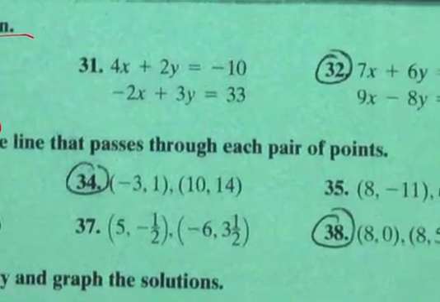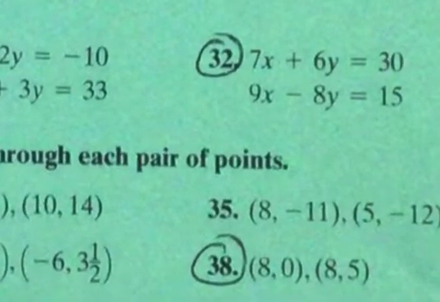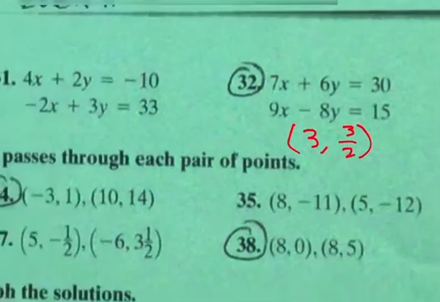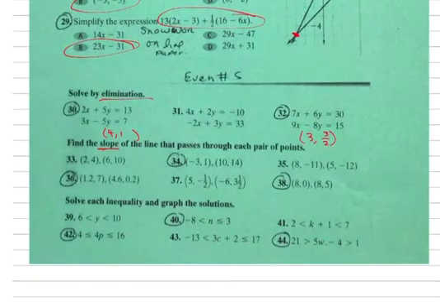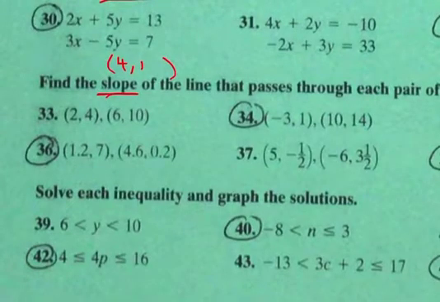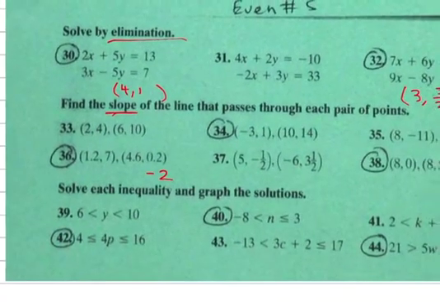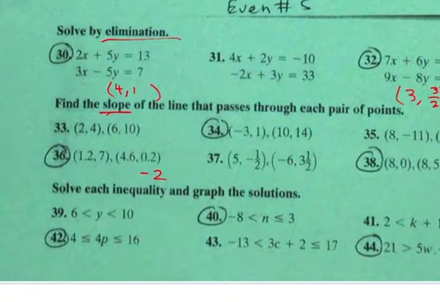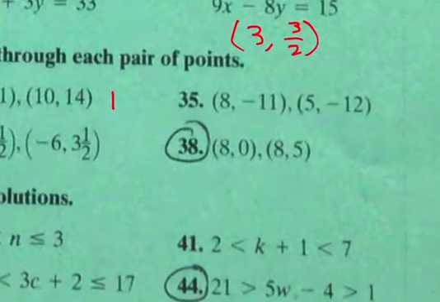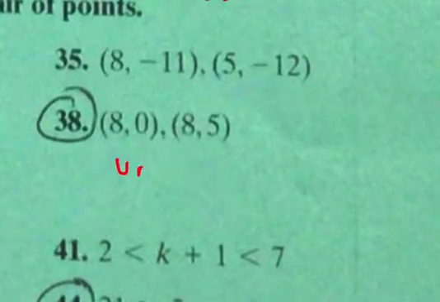Number 32 is 3 and 3 over 2. Do the work though. 36 is negative 2. Slope is negative 2. 34, the slope is 1 whole. And 38, undefined.